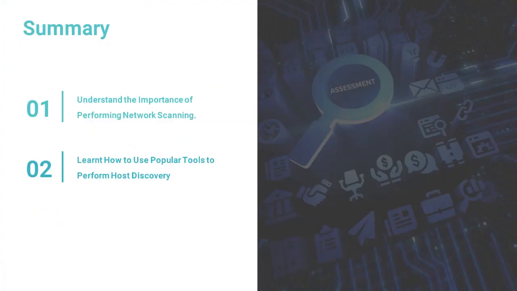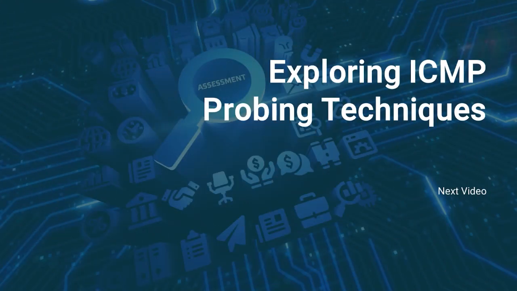Having completed this section, you have learned the importance of performing network scanning, and you have also learned how to use Nmap and also NetDiscover to perform both passive and active scanning of a target. You have also learned how to profile a target, identify its operating system, and any services and their service versions that may be running on the target device. In the next video, we'll take a look at exploring various ICMP probing techniques. I hope this video has been informative for you, and I will see you in the next one.